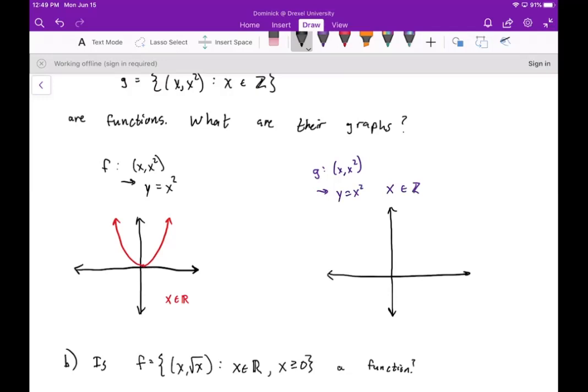Now, instead of your graph being connected, you only are going to have values at all the integers. So you're going to have a value at 0, then you're going to have values at 1 and -1, and then at x equals 2, y equals 4, and x equals -2, y equals 4, and so on and so forth. So this graph will not be connected, right? So you're going to have the points of the parabola, but just at the integer x values.